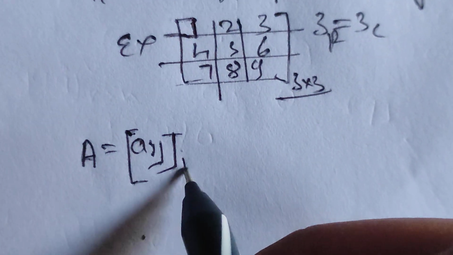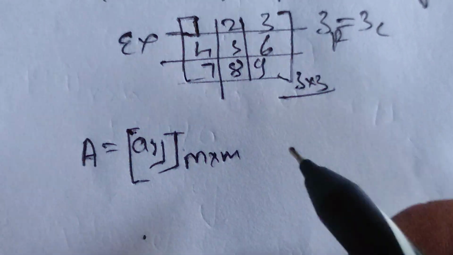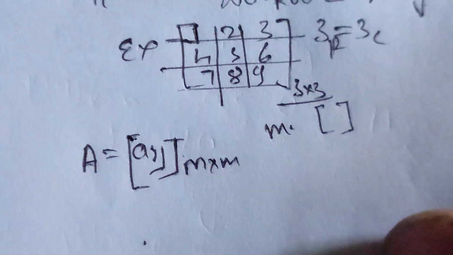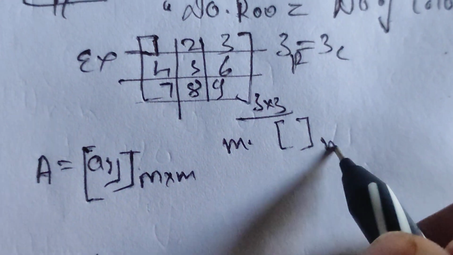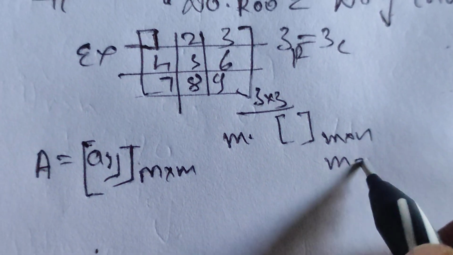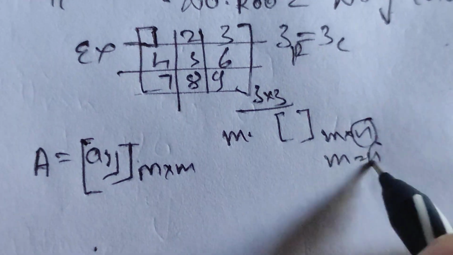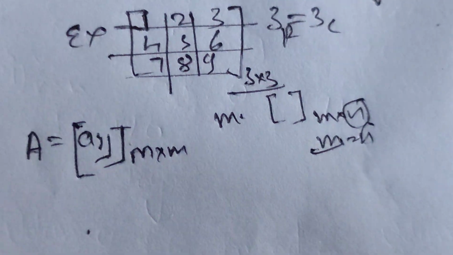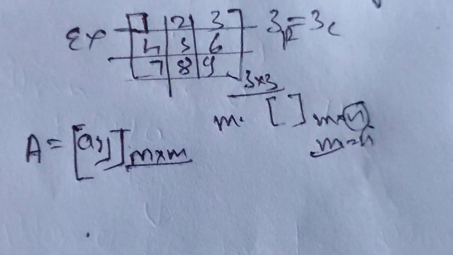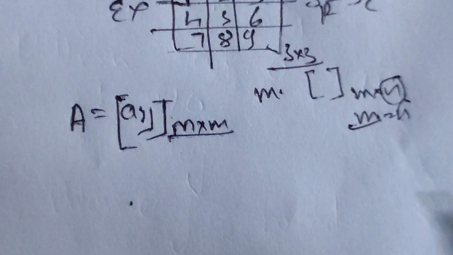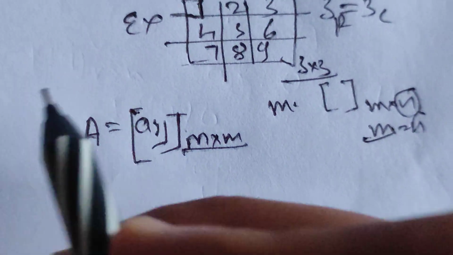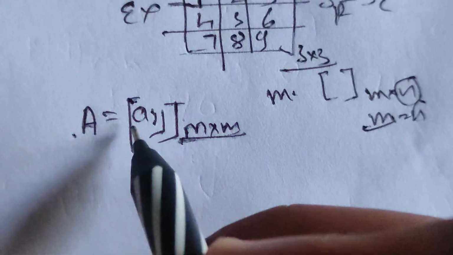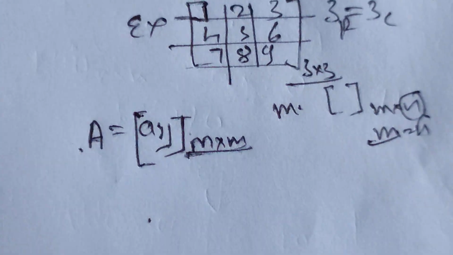Now, generally any matrix is written in the form m cross n. If m is equal to n, we call it m cross m, or n cross n, overall m square. So this is the square matrix, a matrix whose order has the same number of rows and columns. This is called a square matrix.